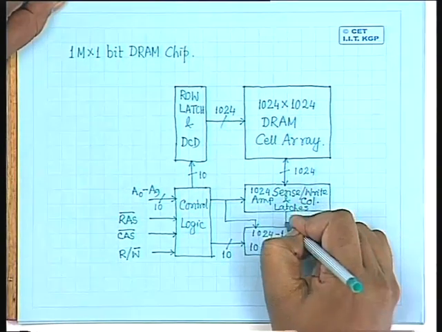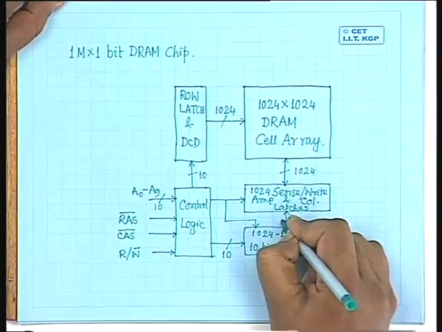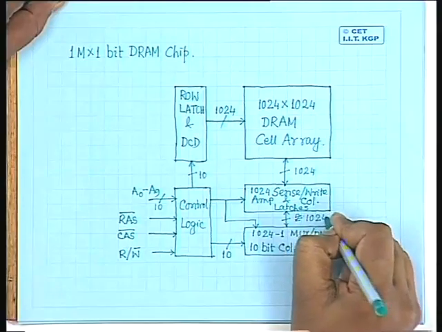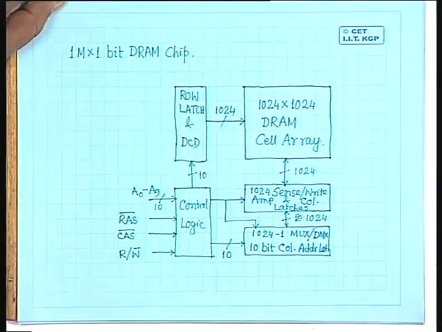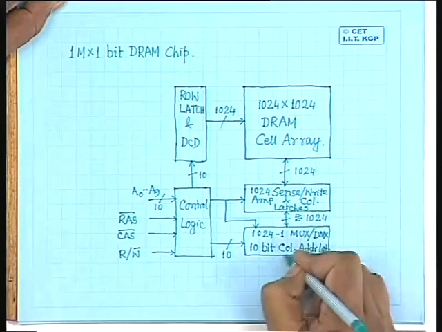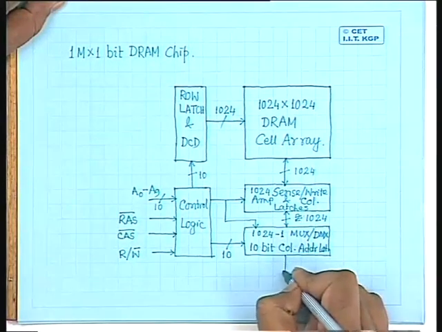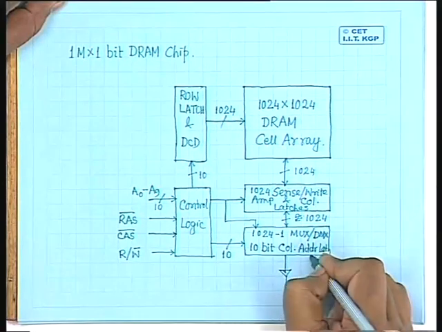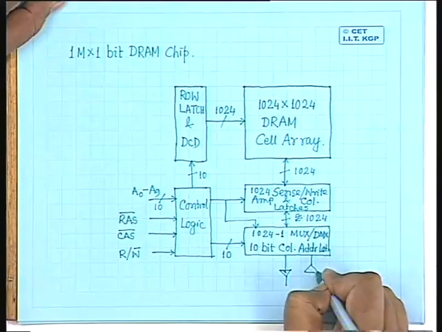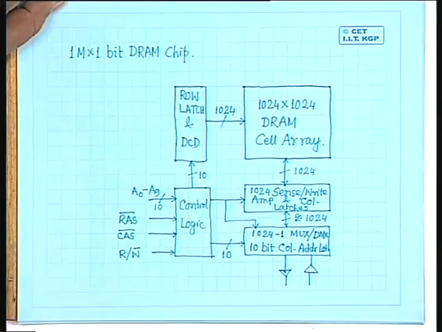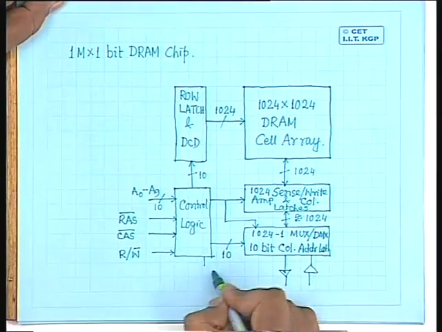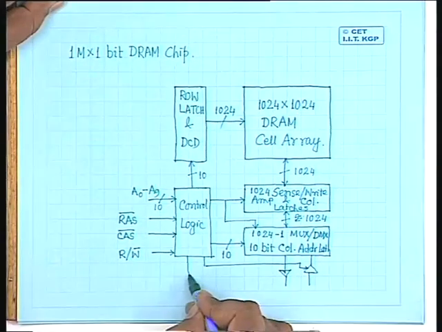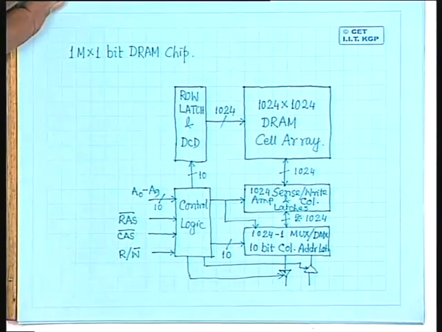From this, the same 1024 lines are also available to the multiplexer, demultiplexer as well as the 10-bit column address latch unit, and from here I can have inputs and outputs. If it is output, that has to go through an output buffer. If it is for input purpose, then the demultiplexer will be active, which gets an input from the input buffer. These buffers are to be activated from the control logic only, depending upon whether the signal is a read signal or a write signal.